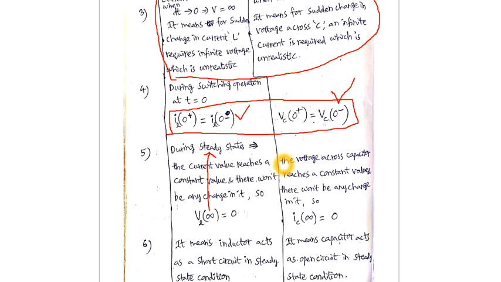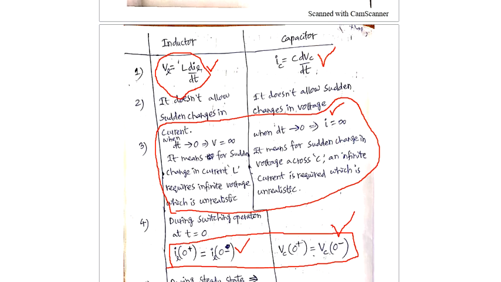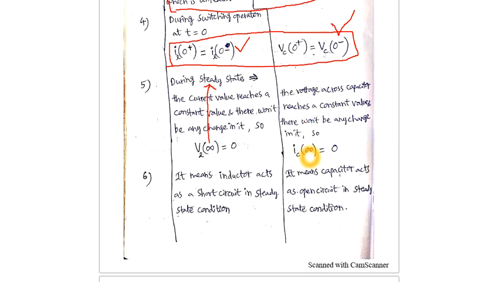Similarly, in the steady state the voltage across the capacitor reaches a constant value. When that voltage is constant, I becomes 0 because d/dt of a constant is 0. So we can write IC(infinity) is also equal to 0. From this steady state condition, what can you say about the inductor and capacitor? What do you mean by voltage equals 0? Is it a short circuit or an open circuit? It is a short circuit. So the inductor acts as a short circuit in the steady state condition. Similarly, the capacitor acts as an open circuit in the steady state condition.